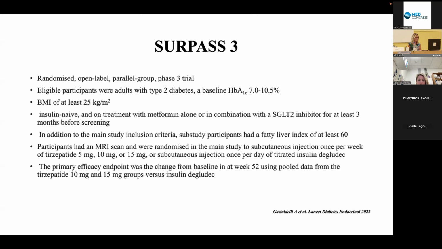Participants had an MRI scan and were randomized in the main study to subcutaneous injection once per week of tirzepatide 5, 10, and 15 milligrams, or subcutaneous injection once per day of titrated insulin degludec. The primary efficacy endpoint was the change from baseline in HbA1c at week 52 using pooled data from tirzepatide 10 milligram and 15 milligram groups versus insulin degludec.